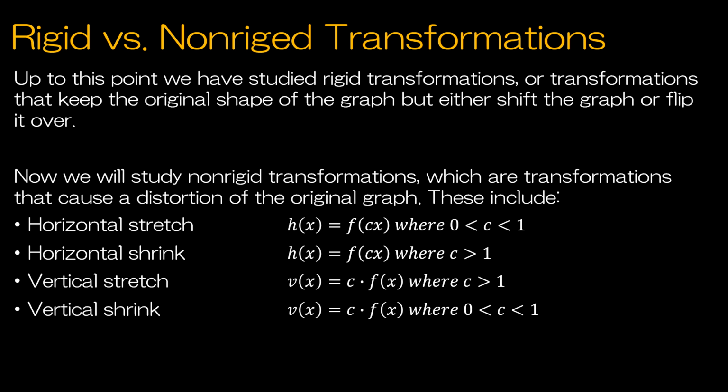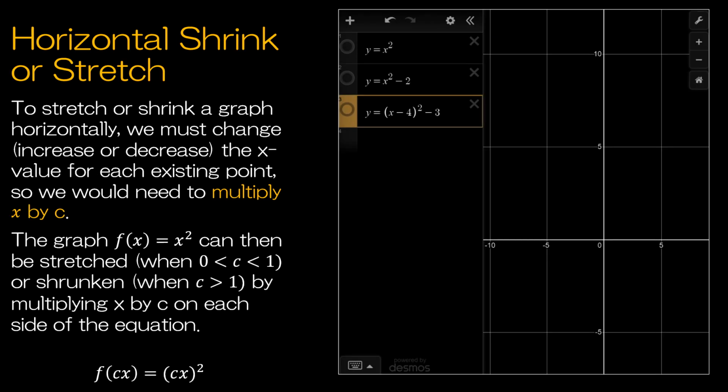I did include this summary for you, and I would encourage you to screenshot that or write that down, but we are going to talk about them just as we did with all of the other transformations we've learned. We're going to start by looking at the horizontal shrink or stretch. And remember that horizontal is left to right. And so it makes sense that from left to right that we would be changing the x value.